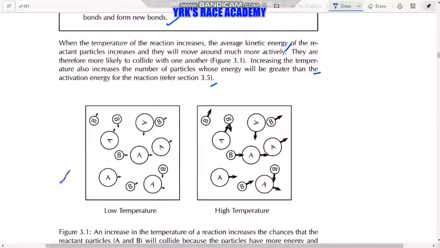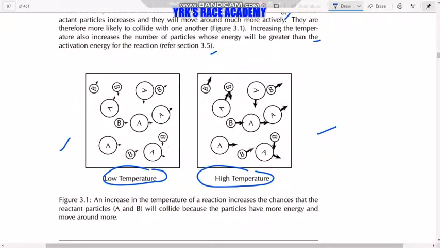We can see two simple diagrams shown here. In the first diagram, we have the low temperature case, showing the particle orientation and so on. When the temperature is high, the possibilities of effective collisions increase. Automatically, the conversion of reactants into products also takes place.